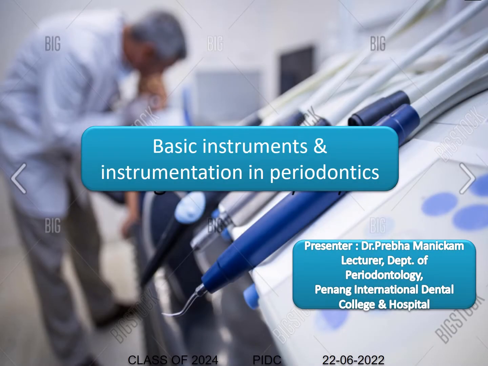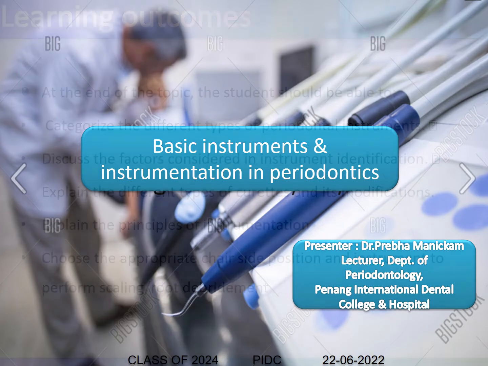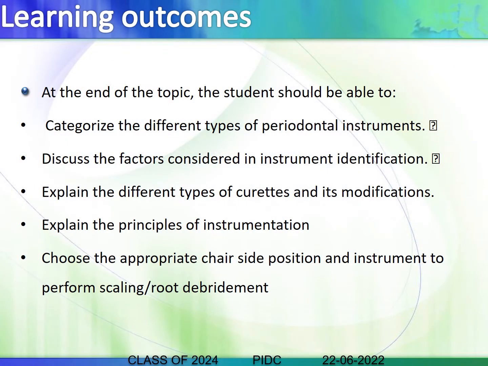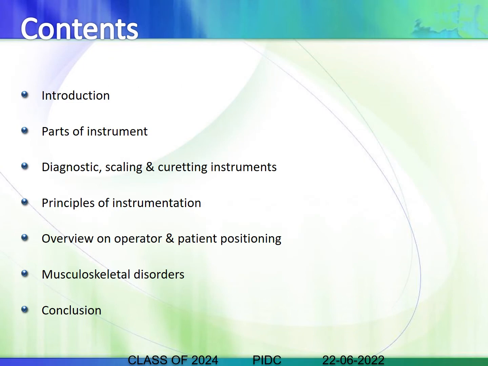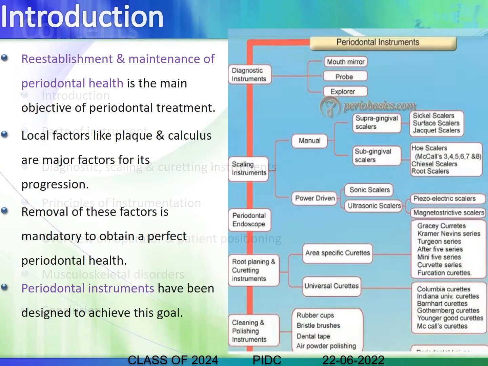Today we'll be having a class on basic instruments and instrumentation in periodontics. So at the end of the topic, you need to categorize the different types of periodontal instruments, discuss the factors considered in instrument identification, explain the different types of curettes and their modifications, explain the principles of instrumentation, and choose the appropriate working portion and instrument to perform scaling and root planing. So these are the contents of the lecture.